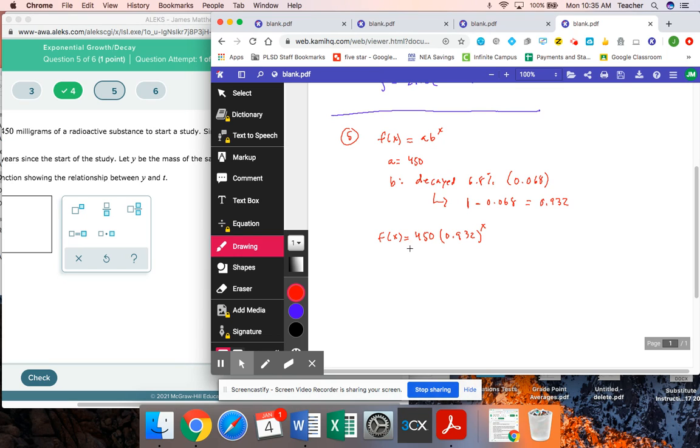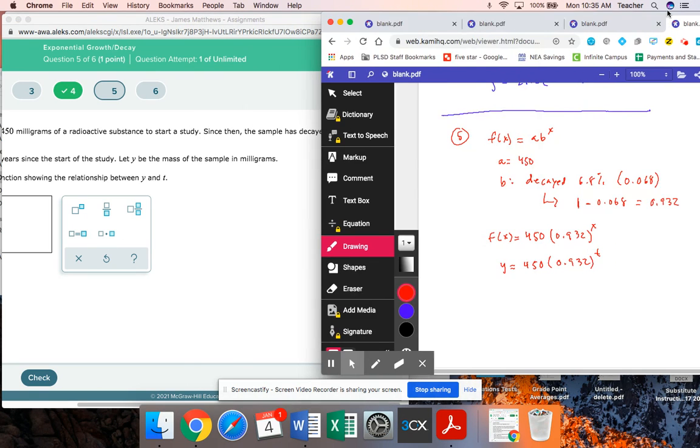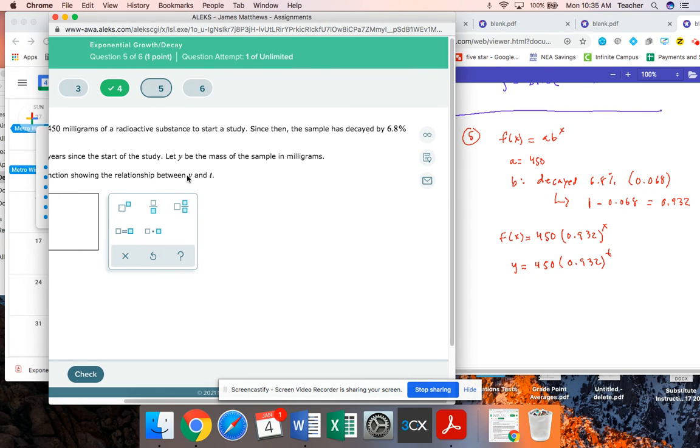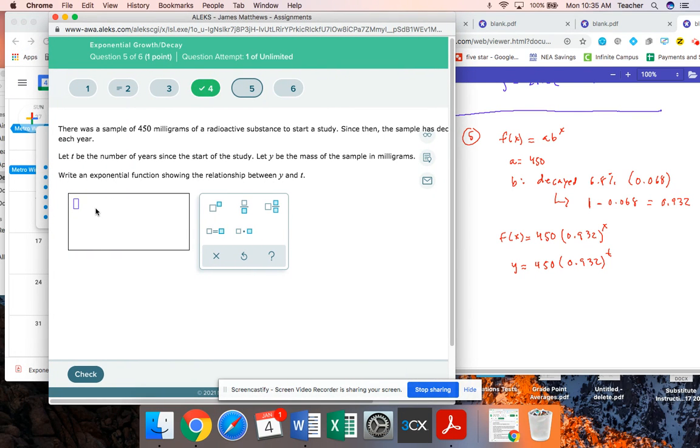Now again, we don't want to use f of x and x. We wanted to use y, keep the numbers the same, and then the time t. So that's what I'm going to plug in over here. Unless I did something wrong with the subtraction, we should be good. So y is going to equal 450 times 0.932 to the x. Oh, didn't want x, sorry, to the t. That's what it says here. I wrote x.